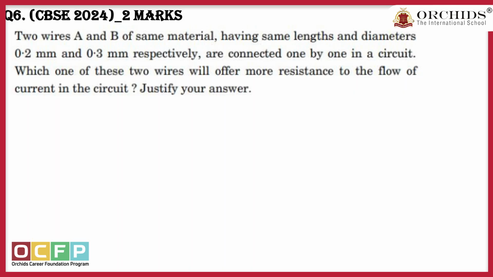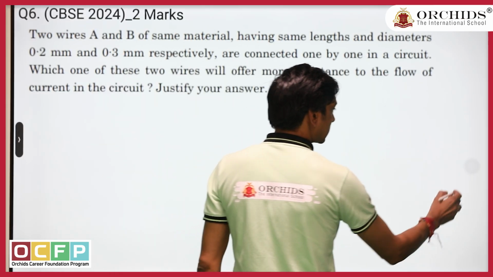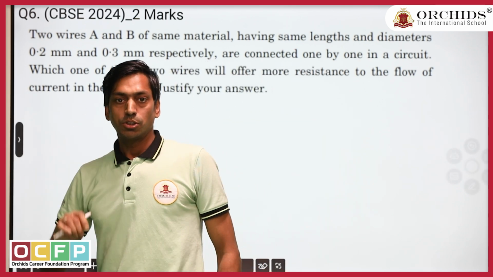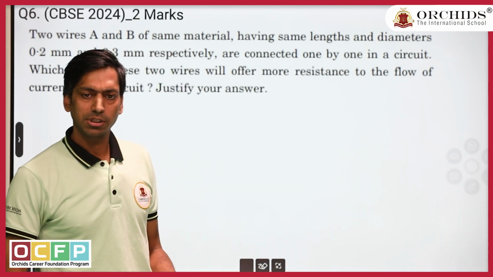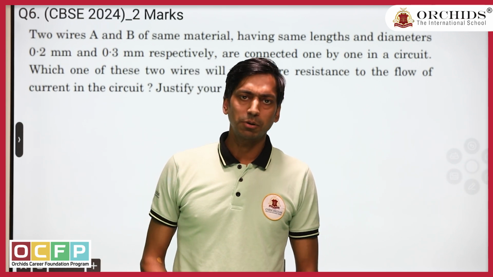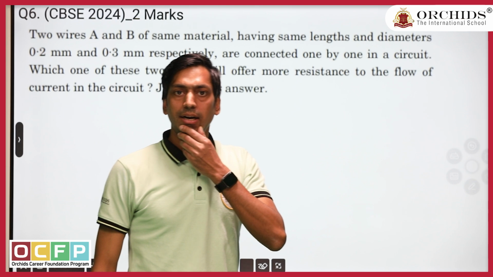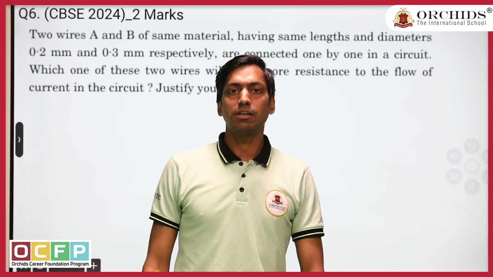Next problem we are having is question number 6, that now we are taking, that is a 2-mark problem. The 1-mark problems that we have discussed, we tried to cover most of the important topics. Now the 2-mark problem we are having, this problem is from the resistance and resistivity relation.